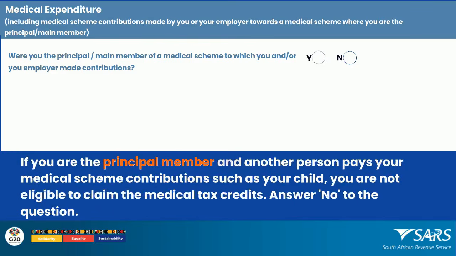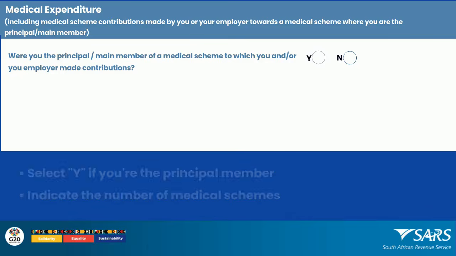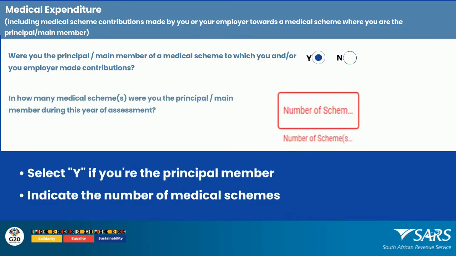If you are the principal member and another person pays your medical scheme contributions, such as your child, you are not eligible to claim the medical tax credits. Answer no to the question. If your answer is yes, indicate the number of medical schemes that you were the principal member.